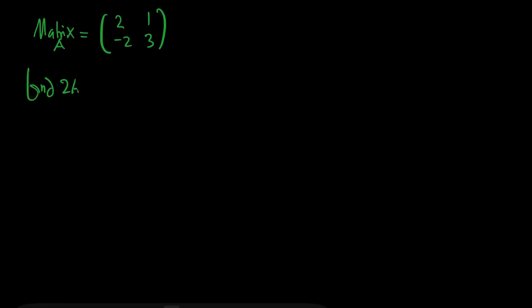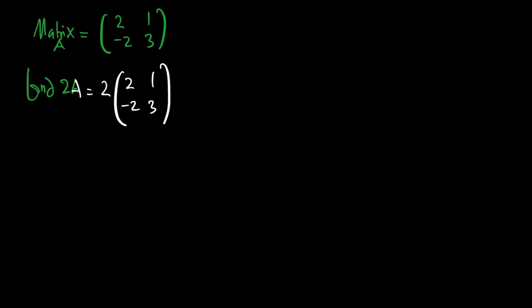We have a matrix A, and the matrix A is 2, negative 2, 1, and 3. And we're being told to find 2A. So to find 2A is going to be 2 into 2, negative 2, 1, and 3 in that order.